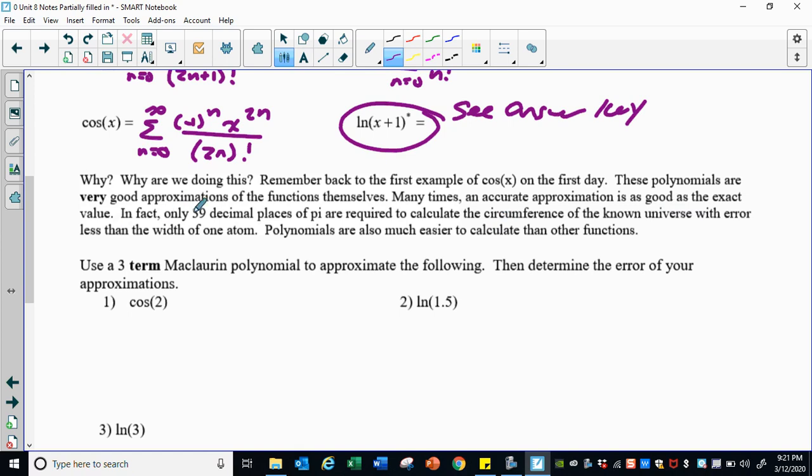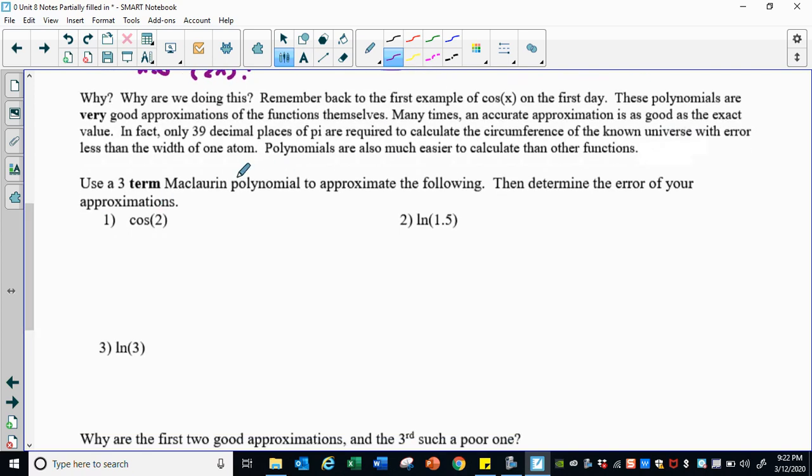So this random factoid in here, you only need 39 decimal places of pi, which a lot of you remembered way more than that in middle school. You only need 39 decimal places of pi to calculate the circumference of the known universe to an error less than the width of one atom. I don't know how they found that out, but it's written on the page, so it must be true.